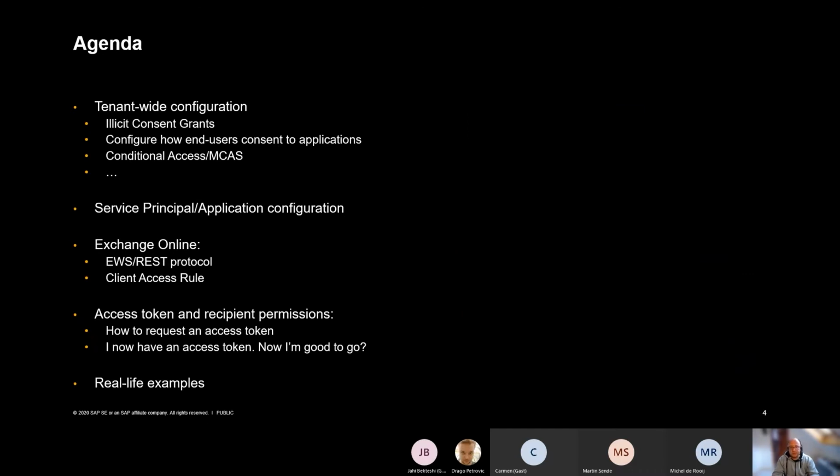So what are we going to cover? Some tenant-wide configuration: what is illicit consent and configuration, end user, MCAS stuff, service principal and application, what is the difference? And then some differences also for the Exchange protocols, like EWS or REST, and client access rule stuff. Access tokens as well, and I will also do some demos in between, just to show you really what you're looking for in securing, and how an access token looks like and the difference here.